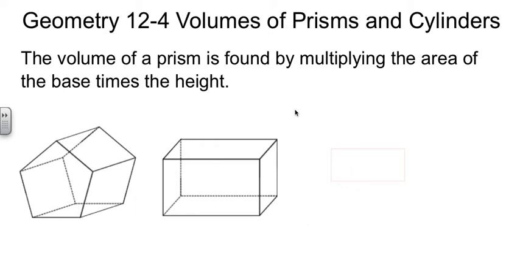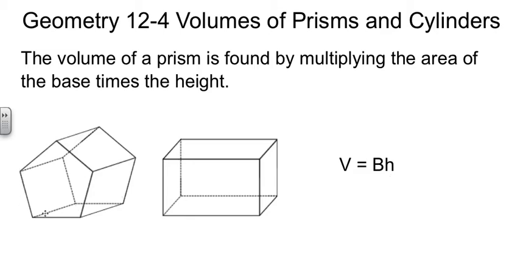This is Geometry, Chapter 12, Section 4, in which we will study volumes of prisms and cylinders. Back in 12.2, we talked about how to find surface areas for these things. Now we're going to be finding the volumes. And regardless of what kind of prism we're talking about, the volume is always equal to the area of the base times the height. Capital B for area of base times height.